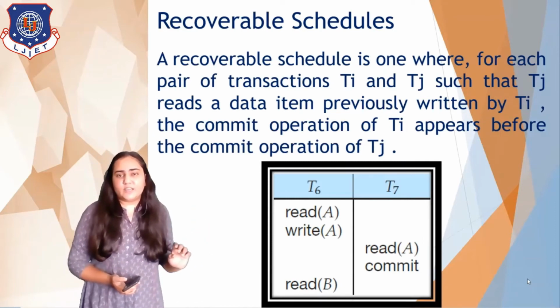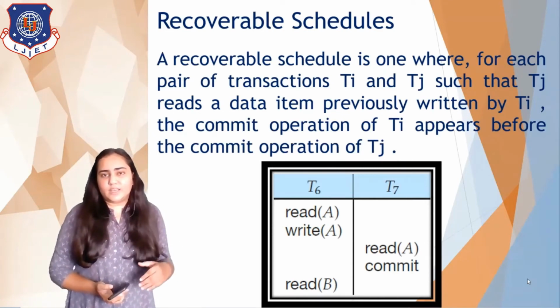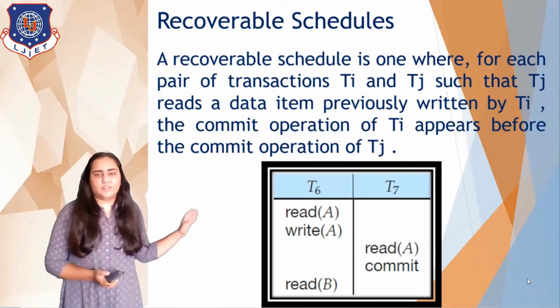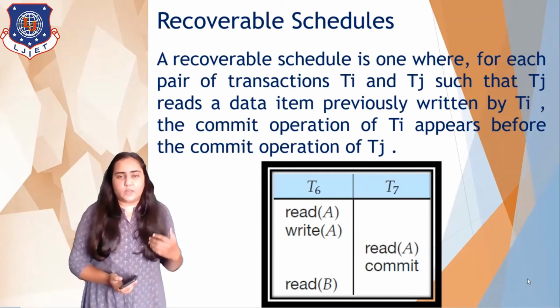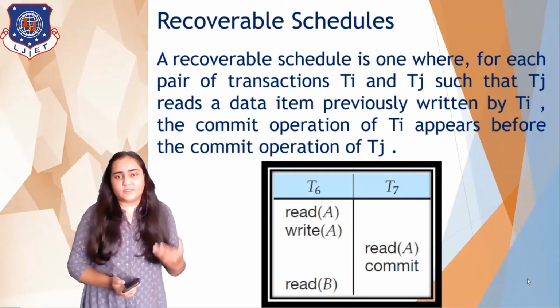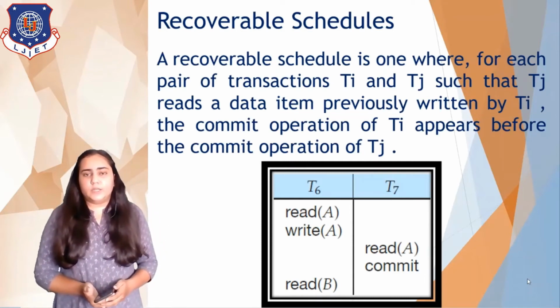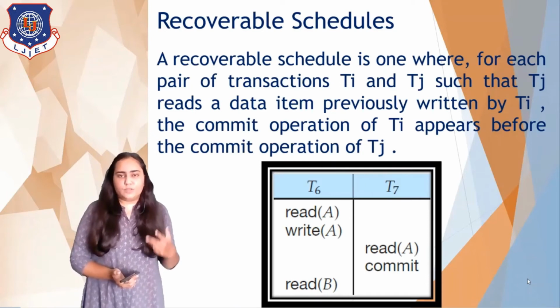As soon as T7 has finished reading, it is committing. So in this case, you might not see a problem right now, but suppose T6 gets aborted going forward. Because of some errors, T6 is not able to commit and it gets aborted. And if you watched the video on states of a transaction, then after the transaction is aborted, there are only two things you can do.